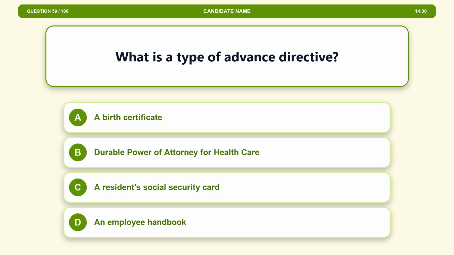Question 59. What is a type of advance directive? Option A, a birth certificate. Option B, durable power of attorney for healthcare. Option C, a resident's social security card. Option D, an employee handbook.